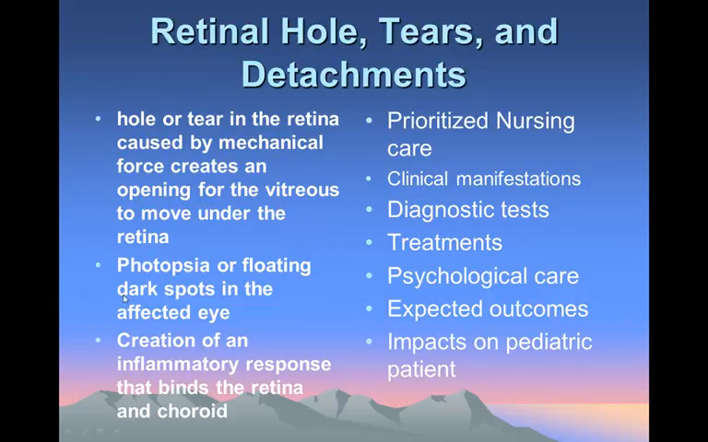They will have the floaters in their field of vision. That's a sign of internal bleeding. The problem is that they can have an inflammatory response that will bind the retina and the choroid so that it binds in a different spot and it's not getting adequate blood flow.